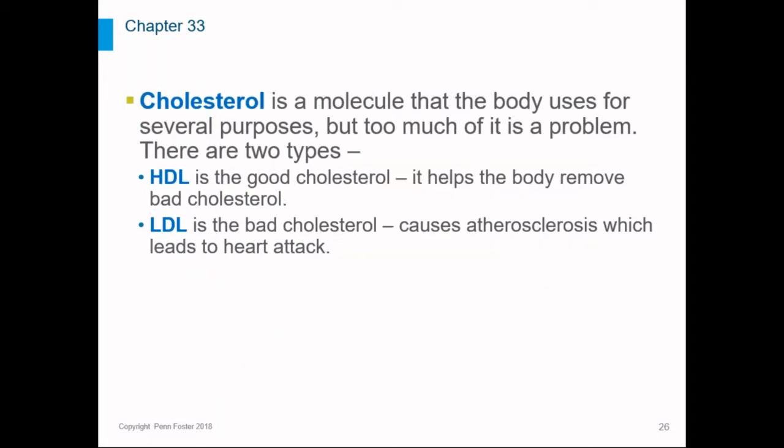Cholesterol is a molecule that the body uses for several purposes, but too much of it is a problem. There are two types. HDL is what we call the good cholesterol. It basically helps the body remove the bad cholesterol. LDL is the bad cholesterol, and too much of it causes plaque to build up in the arteries, causing atherosclerosis, which leads to heart attack.